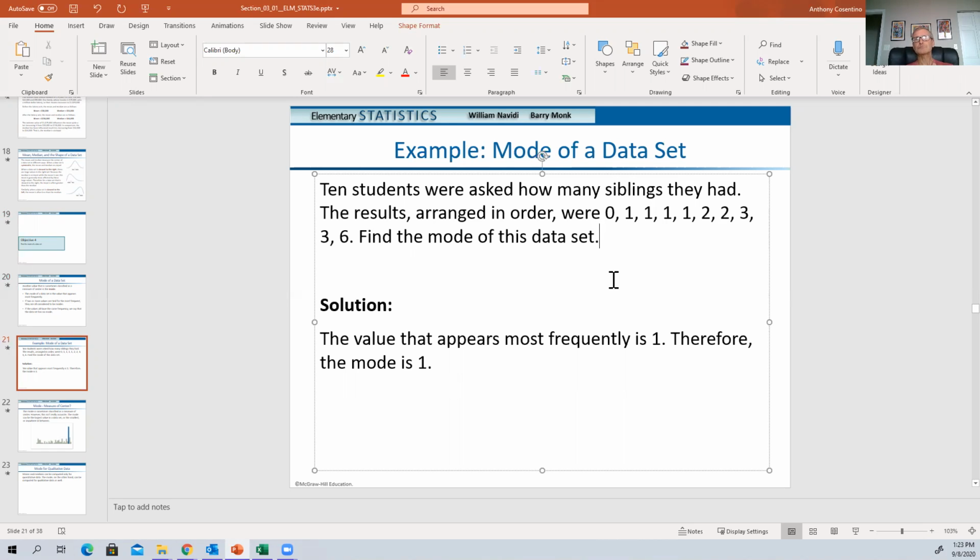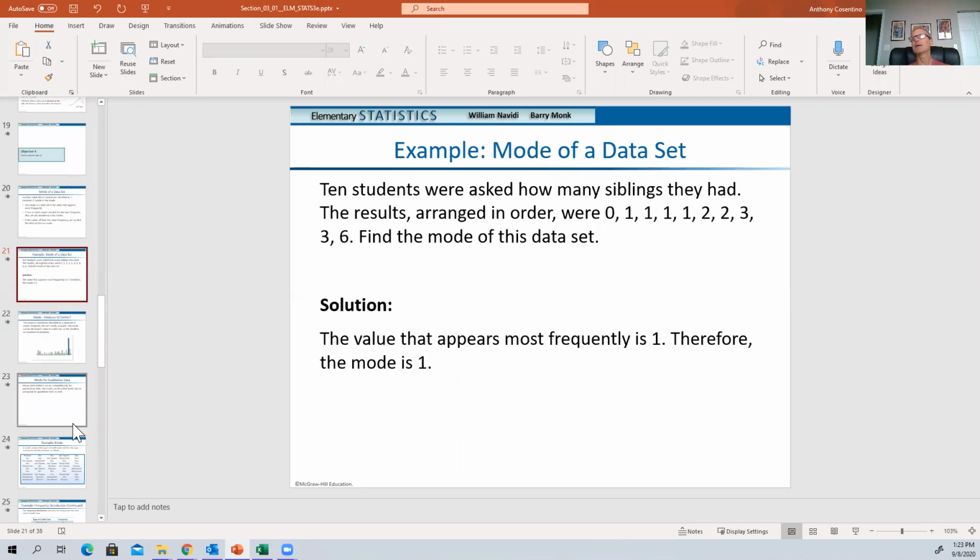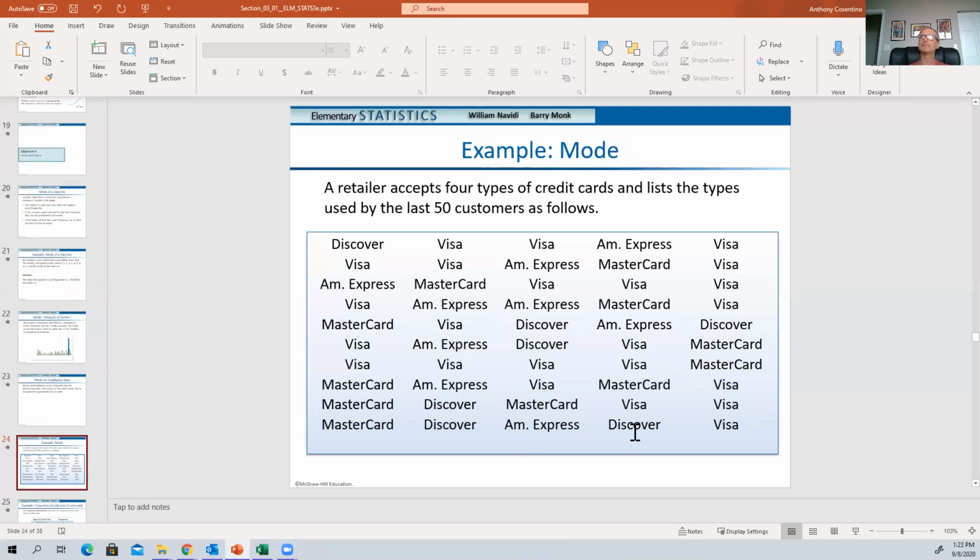Now, with qualitative data, like the data that we had back in section 2.1, I think it was, where the 50 credit cards for merchants. There's no way to do mean or median with regards to this, because typically it has to deal with quantitative data, or numbers. I guess you could do median if you really wanted. But there are modes with regards to qualitative data.